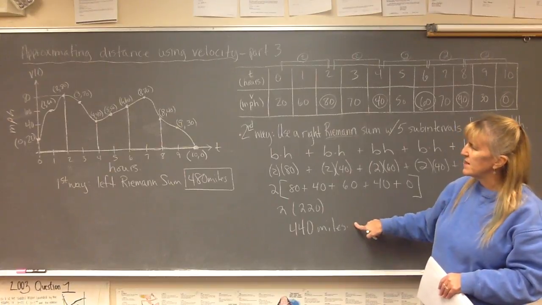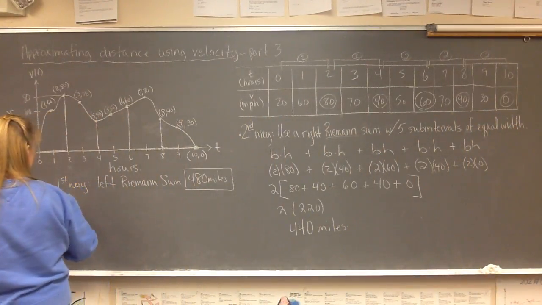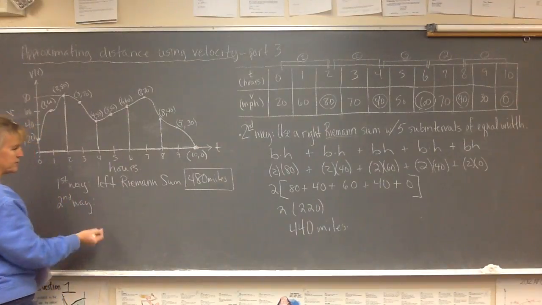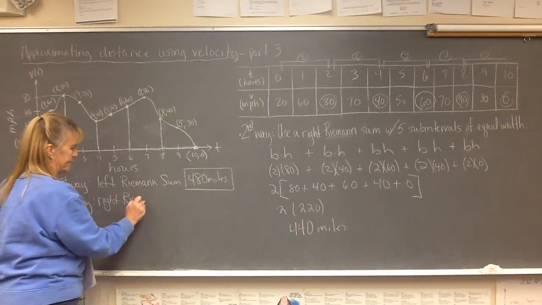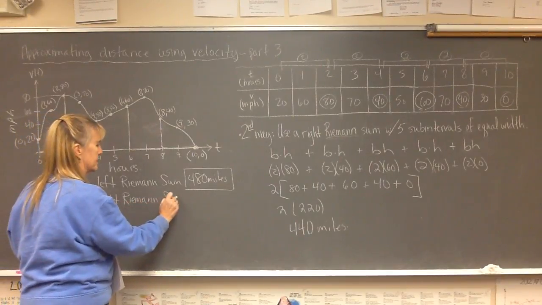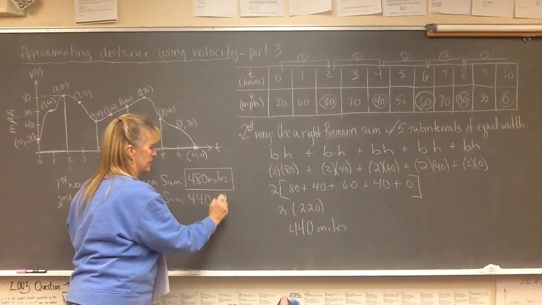And this would be the answer to my second way, which is known as a right Riemann sum. And that's 440 miles.